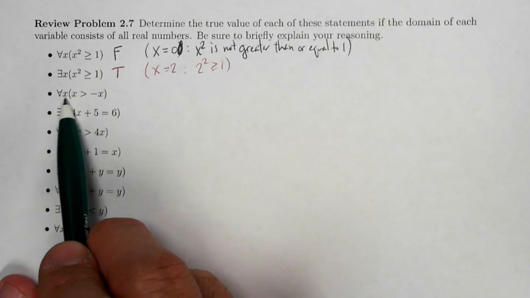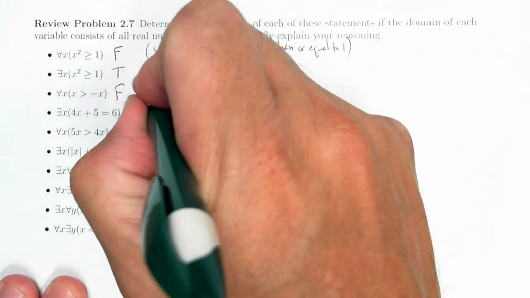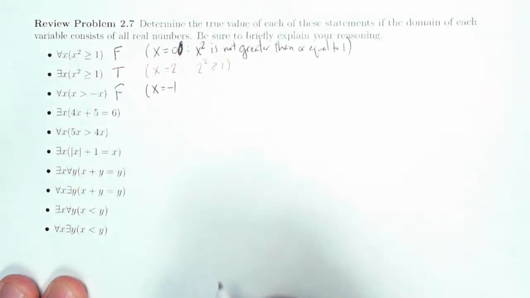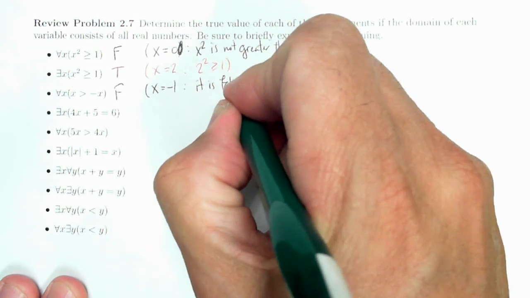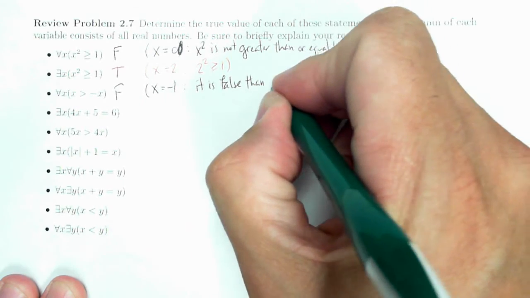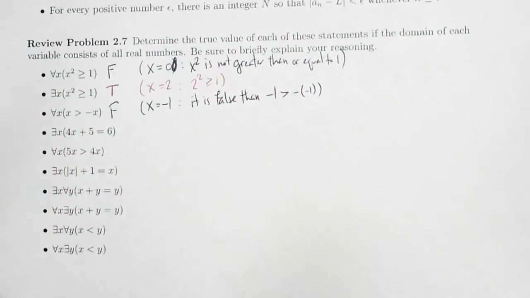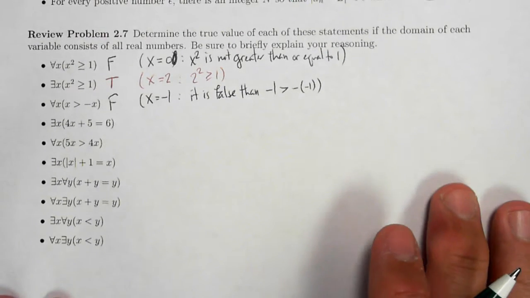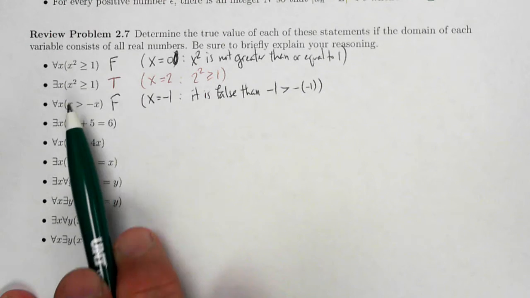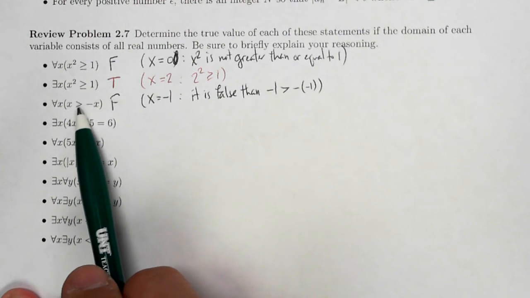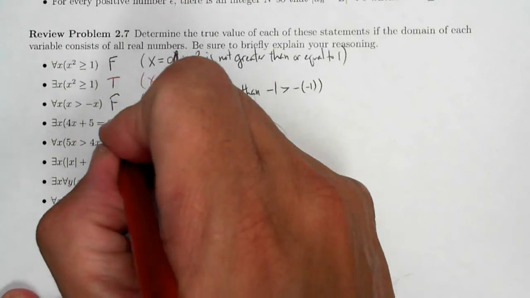This next one, for every value of x, x is greater than or equal to negative x. That is false. For example, if I take x equal to negative 1, it is false that negative 1 is greater than negative 1. So this is a false statement, even though it looks convincing that x is greater than or equal to negative x.